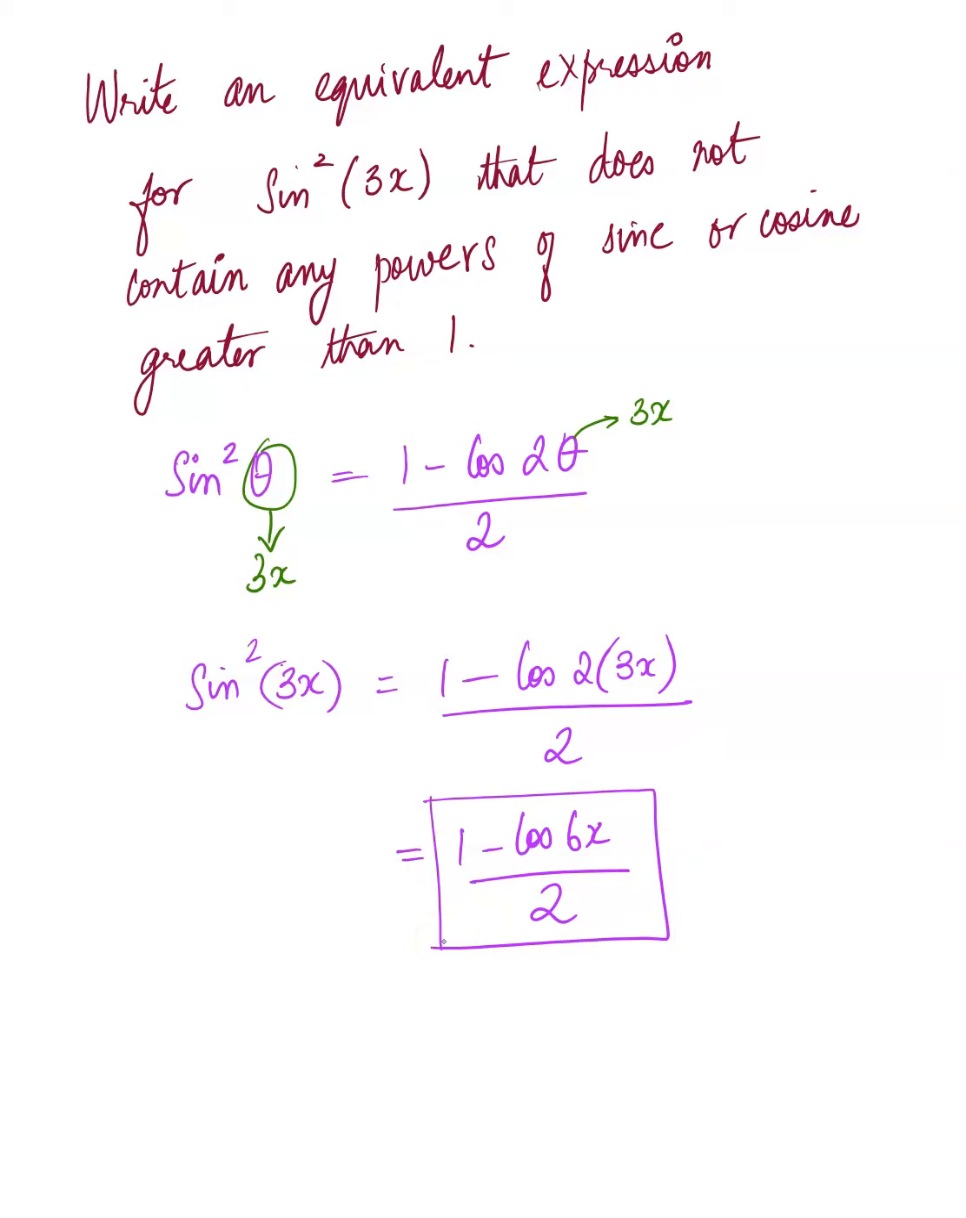Cosine is the only trig function there. The angle got doubled, but that is fine. So you can either write it like this, or they might ask you to separate out the fraction like this. Please don't ever cancel the 2 and the 6. You cannot do that because 6x is an angle attached to the cosine, so you cannot simplify it like that. So don't go beyond the answer, and you can write it either way.